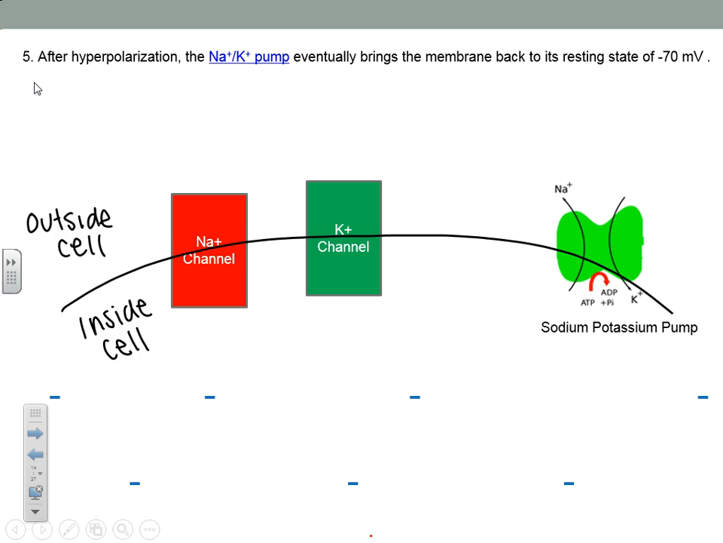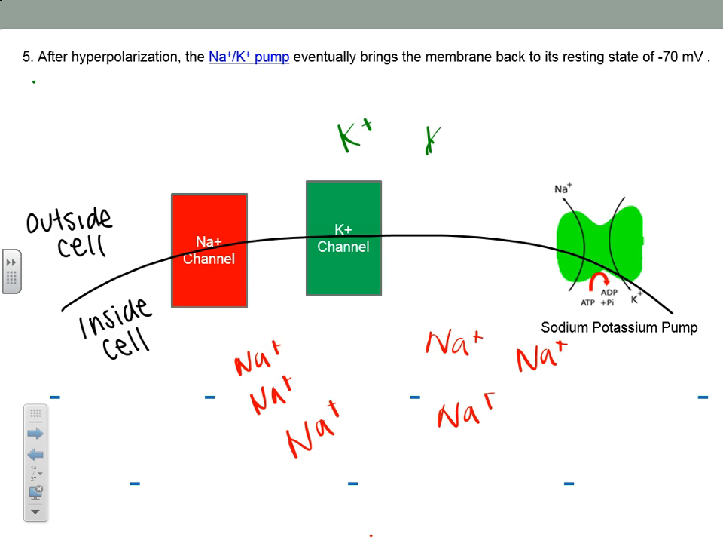So what we're trying to do is get things back to normal. So if we still had some of the sodium ions in here, so let's say we had done the hyperpolarization where we lost all of our potassium ions, they had all went out here. And we still have some of those sodium ions from our depolarization step. So we're going to come back to normal based on this sodium-potassium pump. So this is working against the concentration gradient.